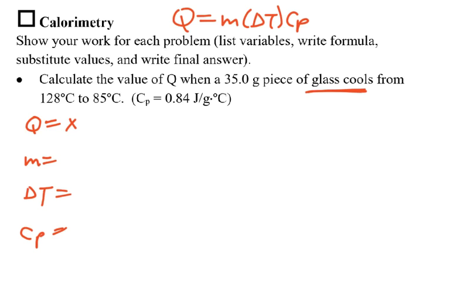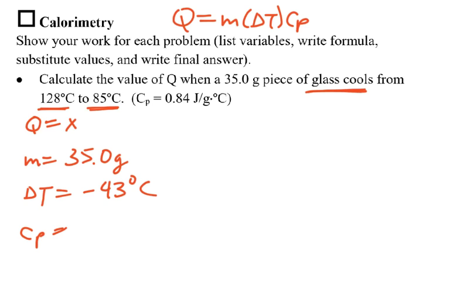Okay, we're looking for Q, so we know that's X. Okay, 35-gram piece of glass. So whatever, 35 grams is whatever we're warming up or cooling down. That's glass. Cooled from 128 to 85. Okay, so this is a little bit tricky, and the idea is it's always final minus initial. So it's 85 minus 128, which is negative 43 degrees Celsius.